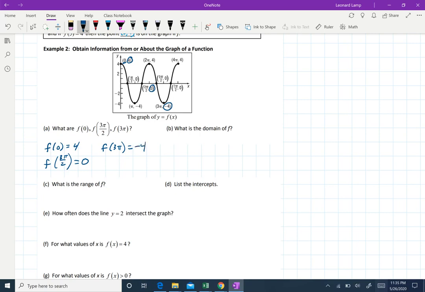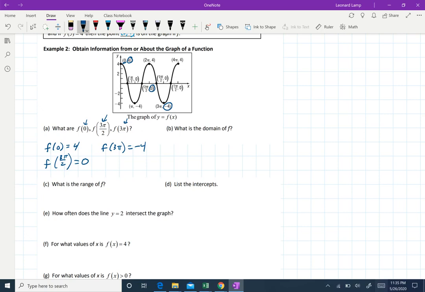Okay, so again, this is saying when I plug in x equals 0, what's my y value? When I plug in x equals 3 pi over 2, what's my y value, right? If I plug in x equals 3 pi, what's my y value? And so I just look at the graph and I circled all those things from there.